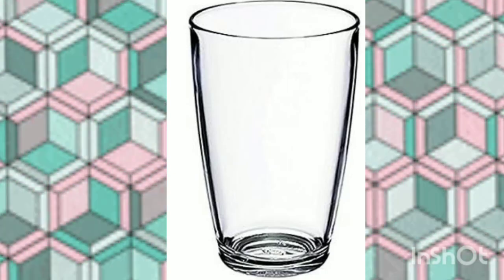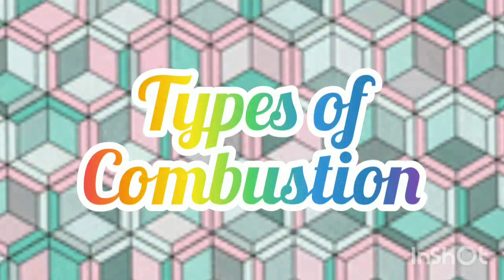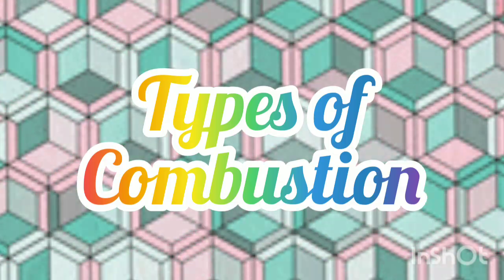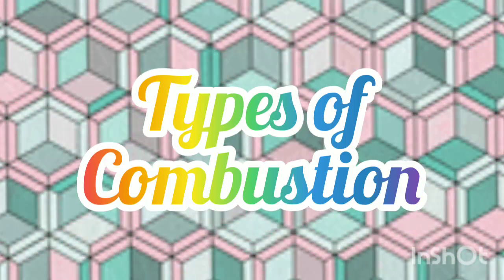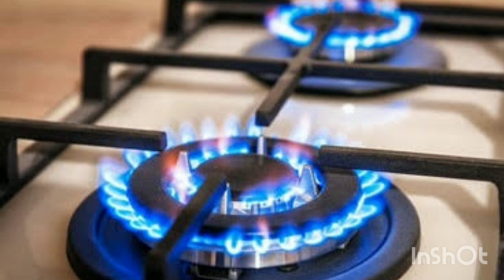Then I covered the types of combustion. What are the types of combustion? Rapid combustion, explosion, spontaneous combustion. Rapid combustion means a combustion in which a large amount of heat and light is released in a very short span of time. An example is the combustion of LPG gas. Explosion is a combustion characterized by the sudden release of heat, light and sound accompanied by the liberation of a large amount of gas. An example is the bursting of firecrackers.